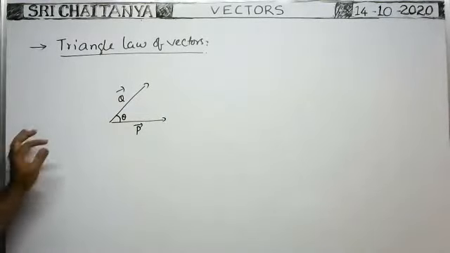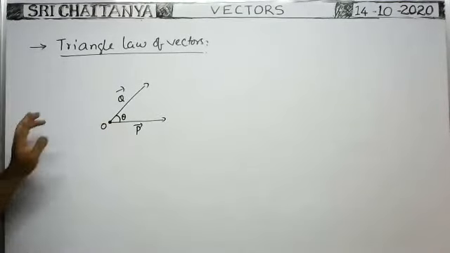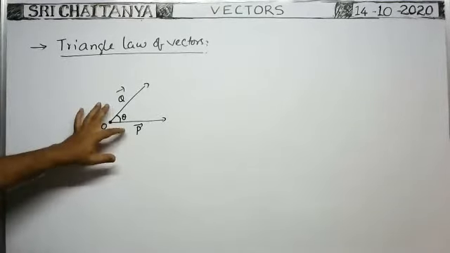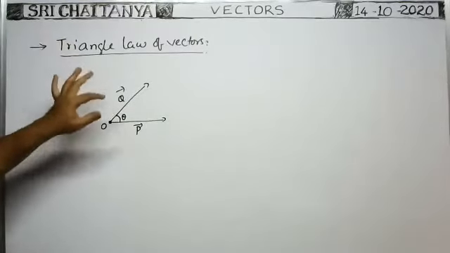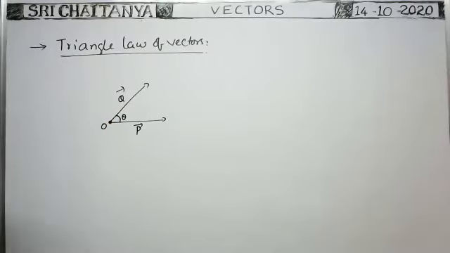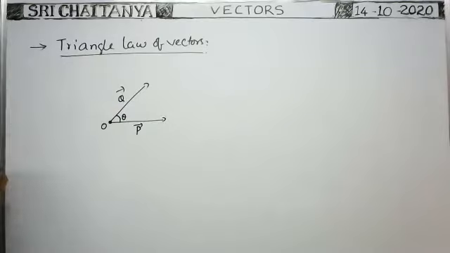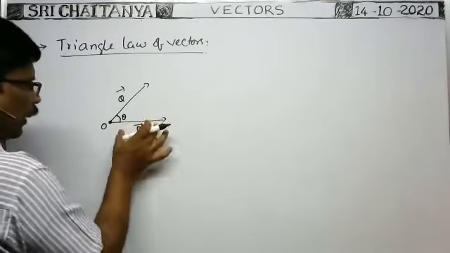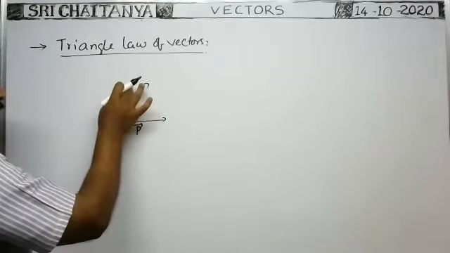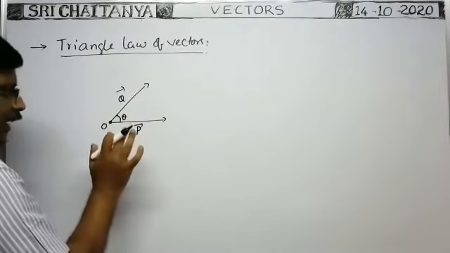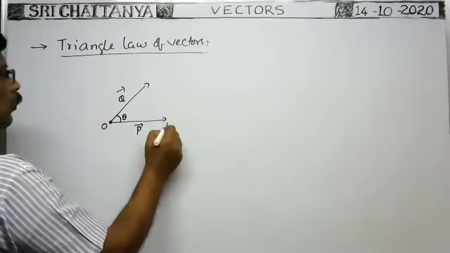Then, whenever the two vectors act on a particle simultaneously at O, in order to find the resultant of these two vectors, of course, we can use the parallelogram law of vector addition. But by the triangle law of vector addition also, we can find the resultant of these two vectors. How? You take the two vectors or two forces acting on the particle simultaneously as the adjacent sides of a triangle taken in order. Suppose this is OA.